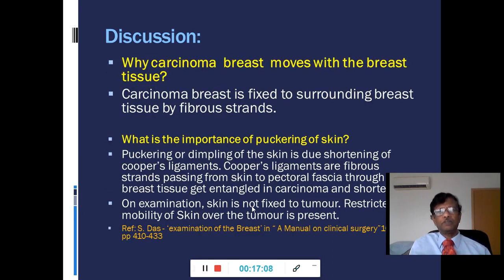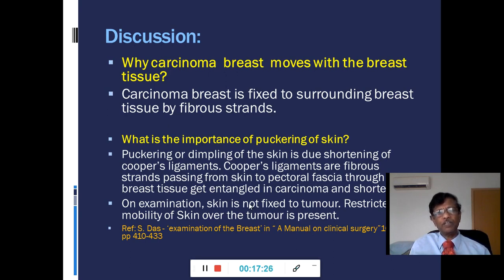Why does carcinoma breast move with the breast tissue? Carcinoma breast is fixed to the surrounding breast tissue by fibrous strands. Yes. Suppose in a fibroadenoma, it moves freely in the breast tissue. It will not move along with the breast tissue.